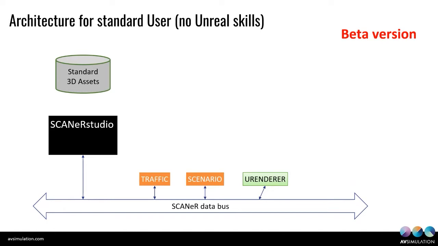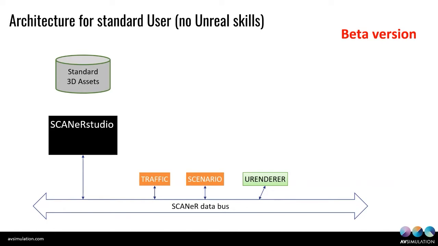So the first thing is that you have a standard SCANeR architecture where you have SCANeR Studio, the 3D assets, the simulation bus, and all your modules. There is this new module, which is the U-Renderer. One important thing is that you still have the traditional visual module. It's nothing that will, for the moment, totally replace the existing one. You still have all the existing 3D rendering features, but this is a new, additional module, which is available in this version as a beta version.